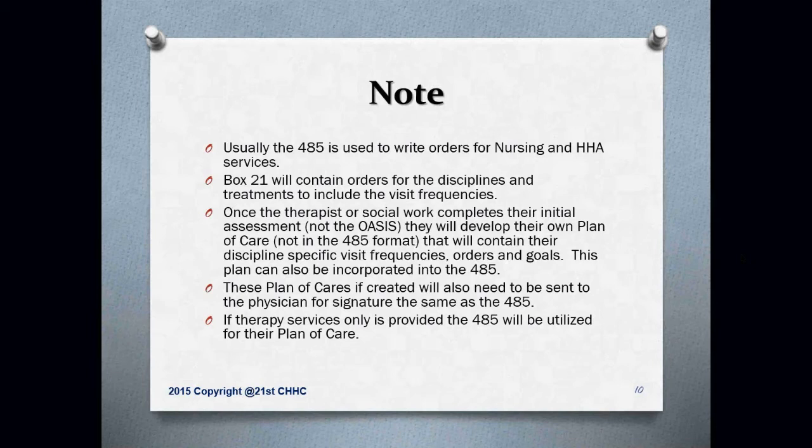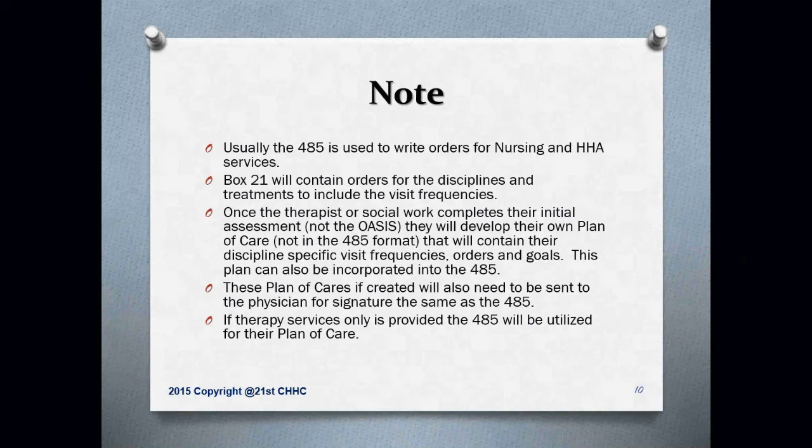Some agencies will incorporate that plan into the 485, but it becomes very long. And sometimes the software won't do that. So you'll have the 485 and then also possibly some plans of care to supplement that 485. Remember, those plans of care that are created for the therapist or social workers also need to be sent to the physician for signature, same as the 485. So it's possible that you could have a 485 that has nursing and home health aide services on it, and then you could have a plan of care for a physical therapist, OT, speech, and or social worker, any combination of those.